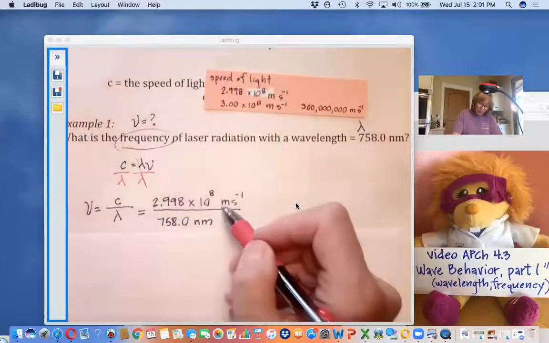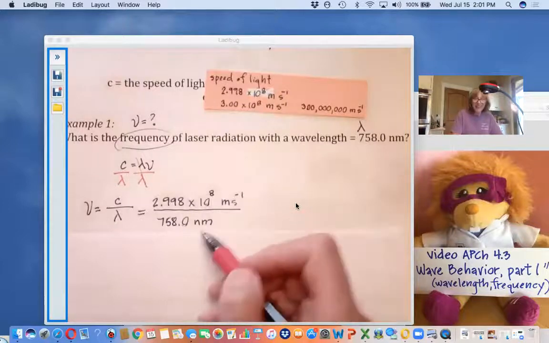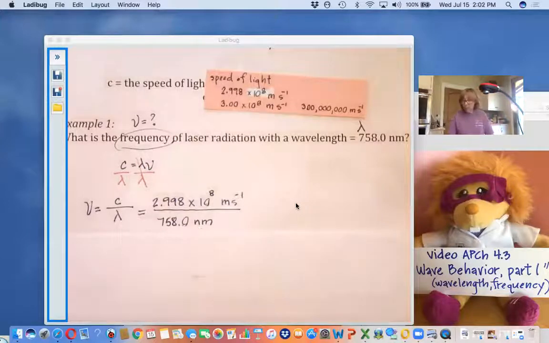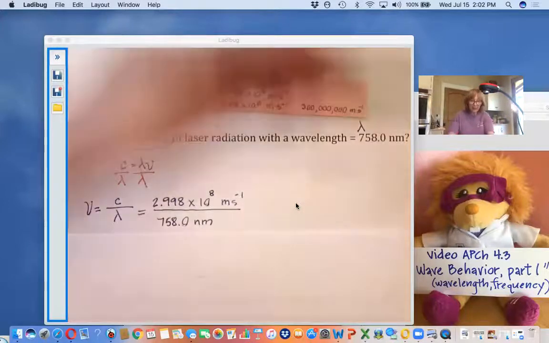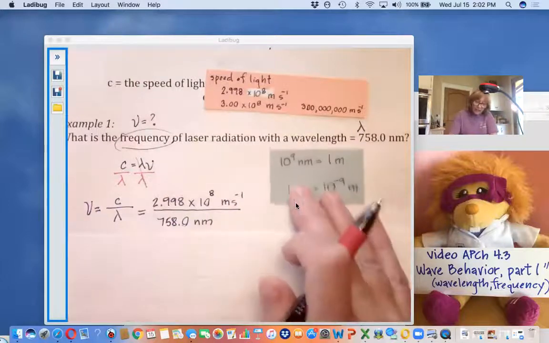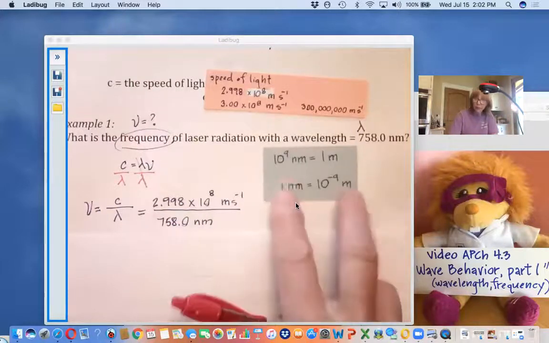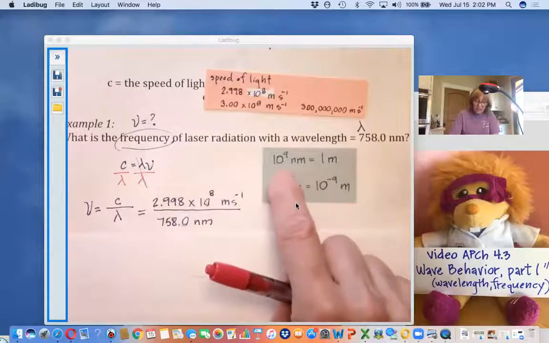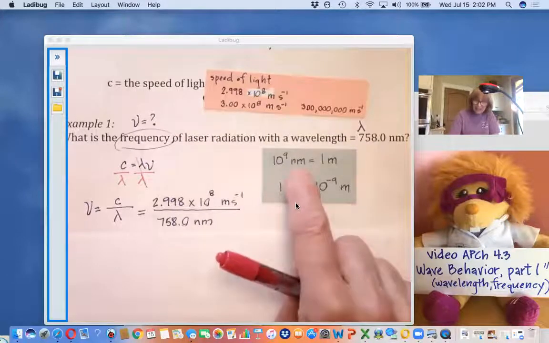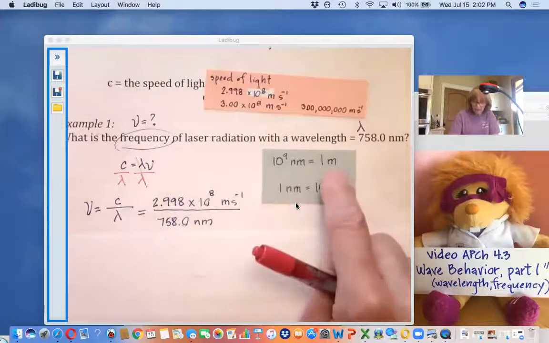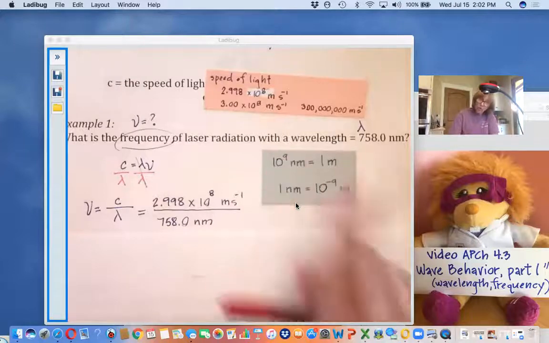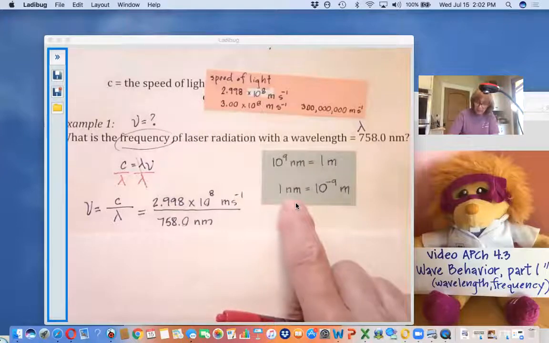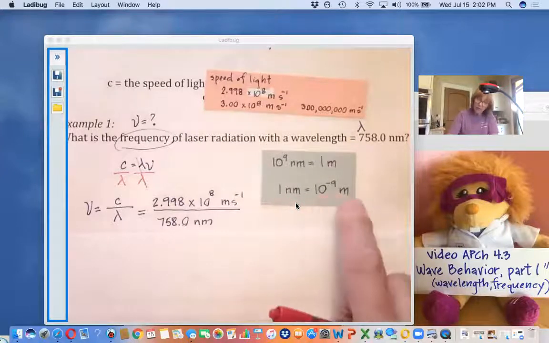I have a meter per second in the numerator, and I have a nanometer in the denominator. Meter and nanometer are both length units, but they don't cancel each other out. I need to make use of this little equivalence. Nanometers are very small. There are a billion of these tiny nanometers in a meter stick. 10 to the 9 is a billion. Or you can think of it this way. One teeny, teeny, tiny little nanometer is a billionth of a meter stick.